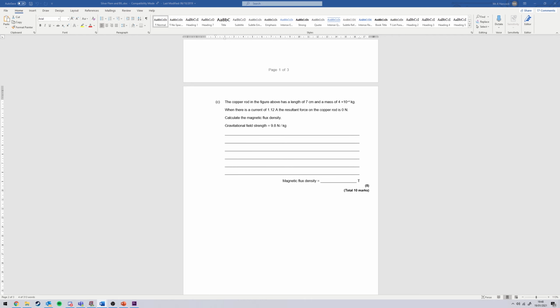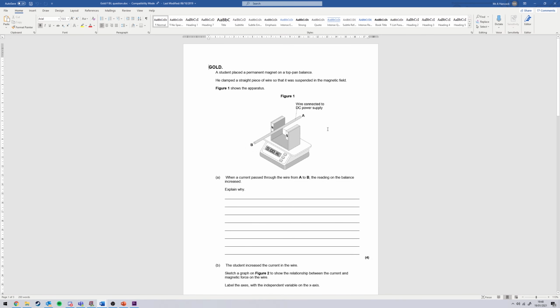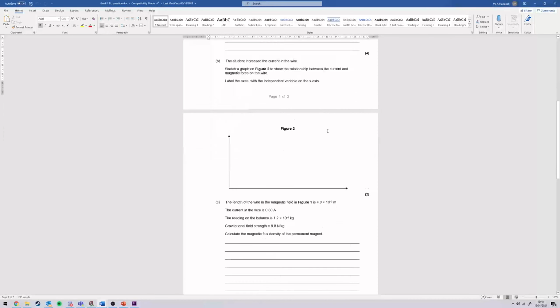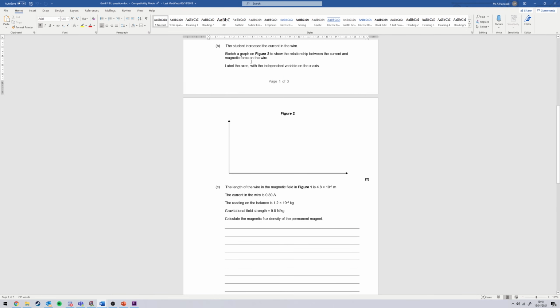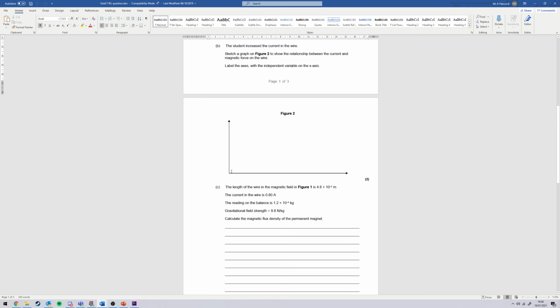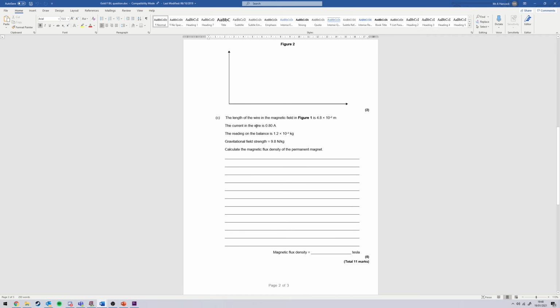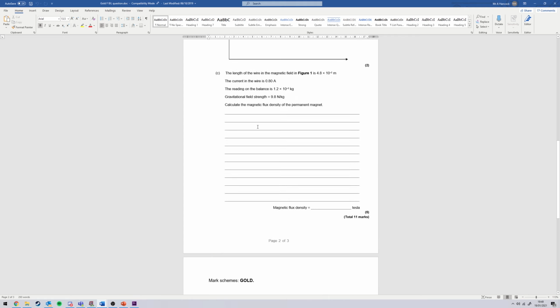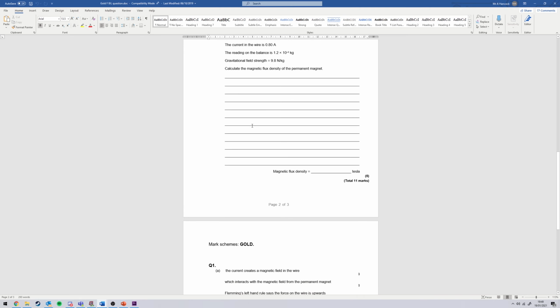And then the gold task is a bit more difficult. Again, using F equals BIl, you have to try and figure out a relationship. Write the equation down. Ignore the variables that they don't talk about, so you're looking at current and magnetic force only, and then think about what that graph would look like. It's quite a good skill to have. This one is a more difficult BIl question, so have a really good go at that. If you get stuck, again, mark schemes are below.